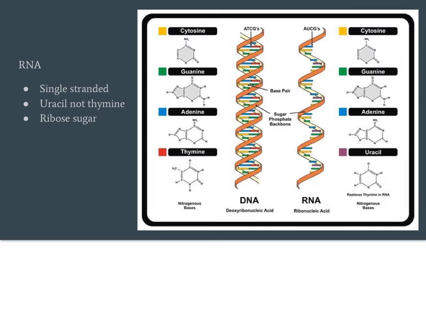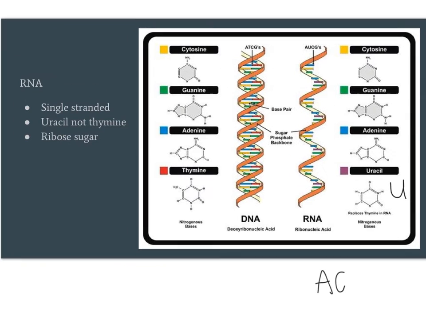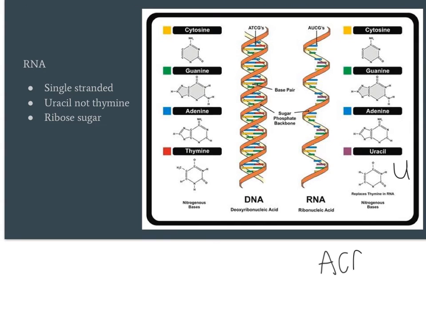And the one big thing between DNA and RNA is that, remember, we had C, G, A, and T in DNA. So thymine was our T. In RNA, we don't have thymine. We actually have something called uracil, which is represented by a U. So instead of A, C, T, and G, we have A, C, G, and U. So A, C, T, and G over here, and U in RNA. Okay, so those are our differences between DNA and RNA.